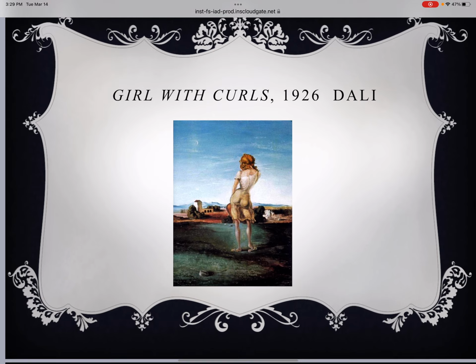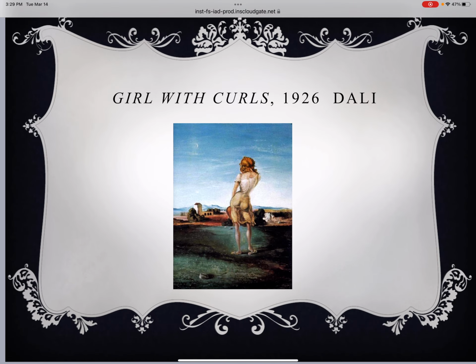There are several examples of optical illusions that Dali did and other artists did, but this is, in my opinion, one of the first examples of an optical illusion with Dali, and this painting is called Girl with Curls. It was done in 1928, and what is kind of weird about it is if you look at where she is standing, she's actually not quite in the foreground like that rock in the lower right corner is. She's actually in the midground.